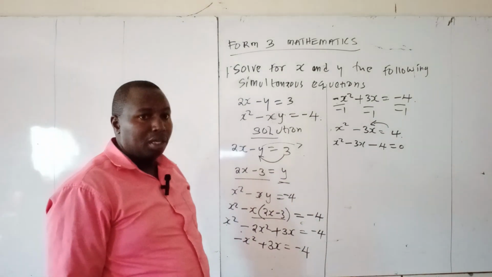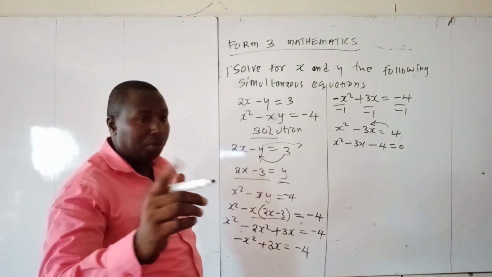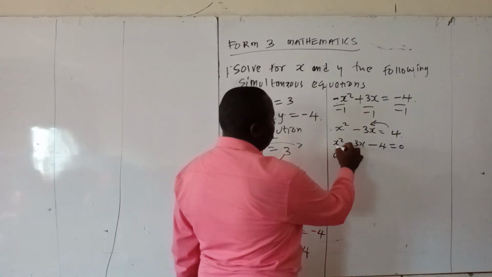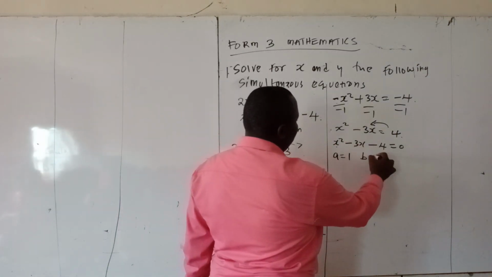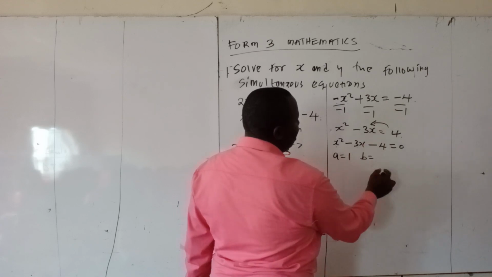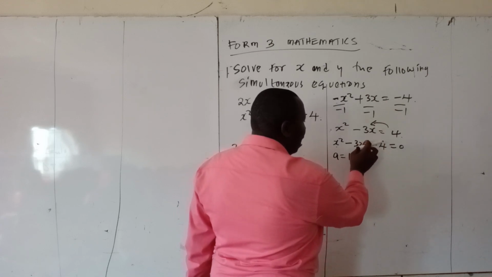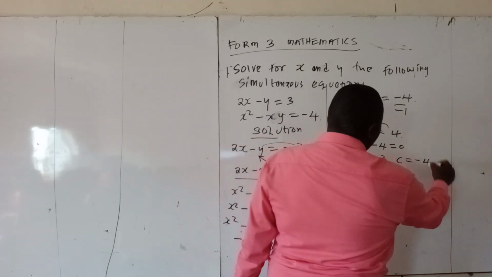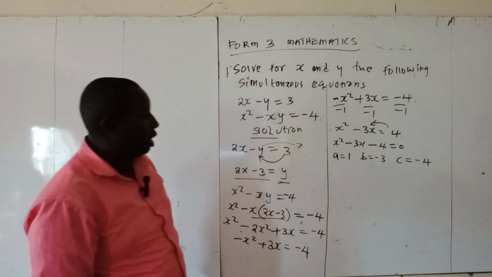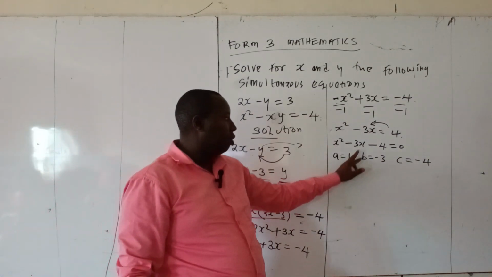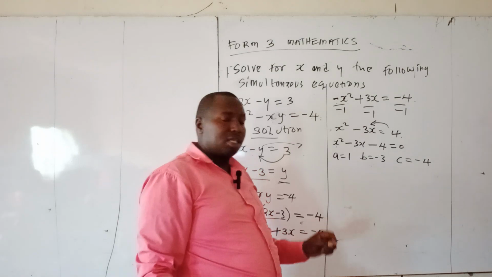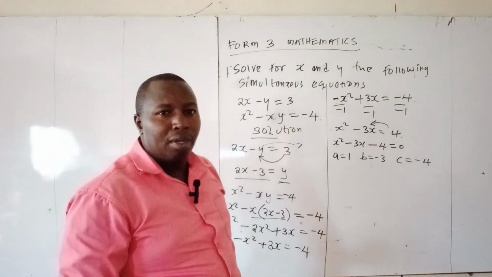So therefore, next step from there, what do you do? You identify your a. The coefficient of x squared is 1, the coefficient of x is negative 3, and c, the constant, is minus 4.